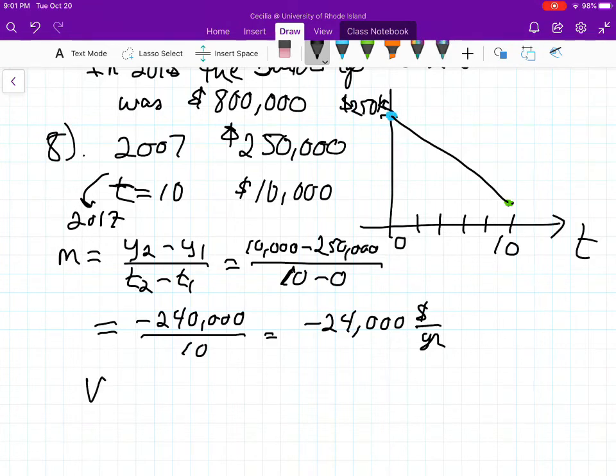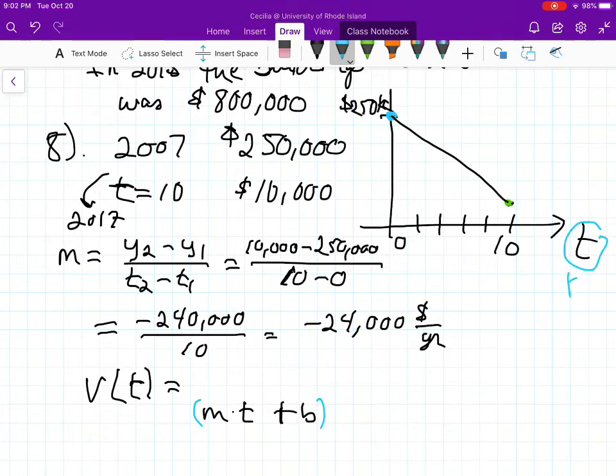So the value at time t is equal to the slope, which here is going to be, right, so we want it to be mt plus b, right? So we're going to keep that in mind. That's the structure that we're building for our linear depreciation in terms of time instead of x. And we are now going to use the information we found.